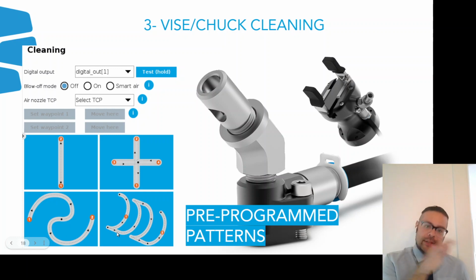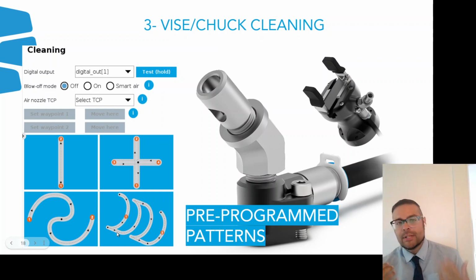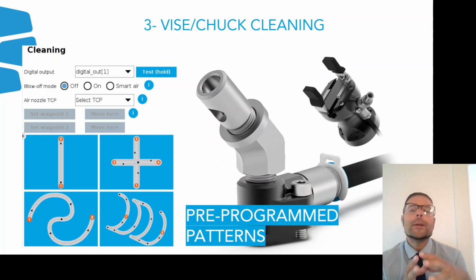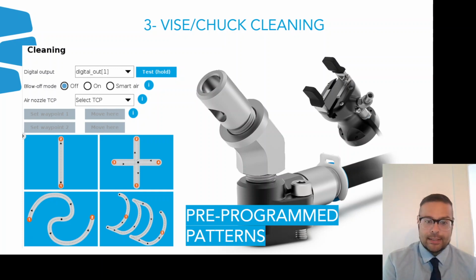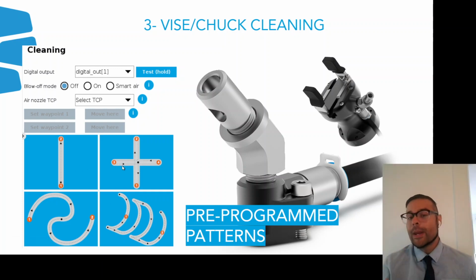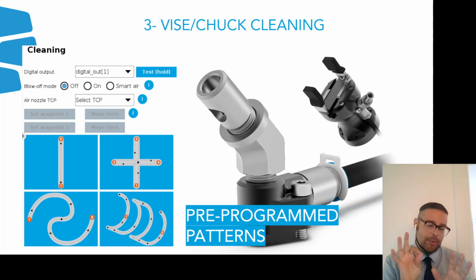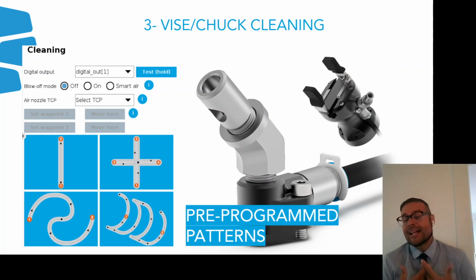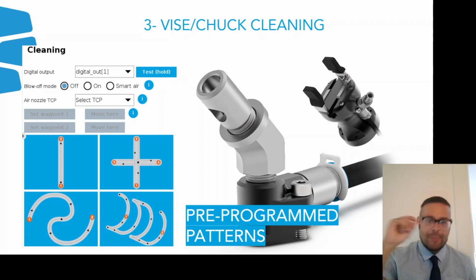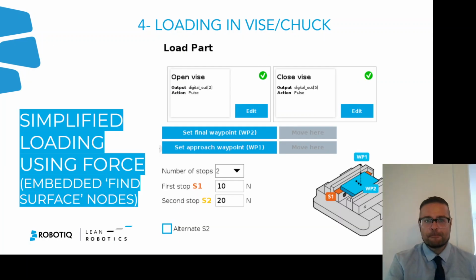And the pattern can be taught by using pre-programmed patterns that need only a few waypoints. So we have the line, the cross, that spiral kind of pattern, and there's also the half pipe pattern. By just teaching one, two, or three, four waypoints, you have a very complex pattern that can be generated very, very easily, much faster than with standard paths or waypoints with standard methods.